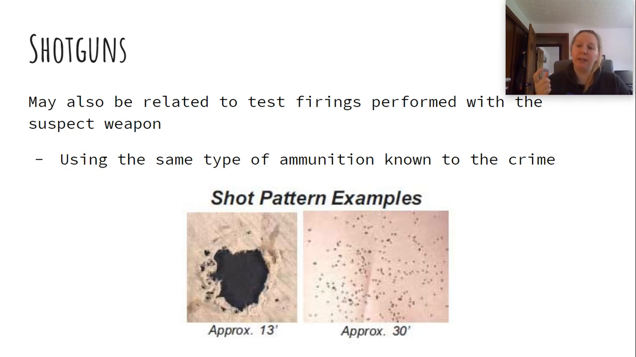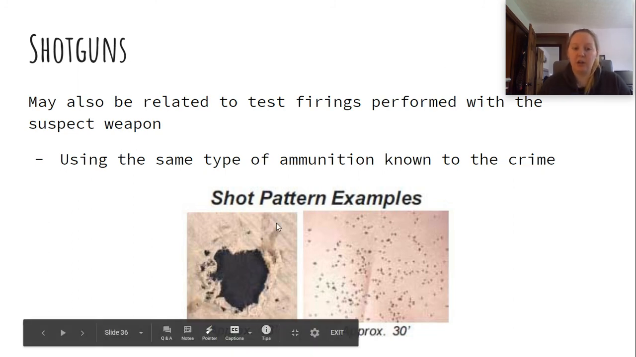Every shotgun shell comes with a different amount of little BBs inside of it, so it really depends on what you're looking for. But you can see here, this shotgun was fired at approximately 13 feet, where this one was fired at approximately 30 feet.